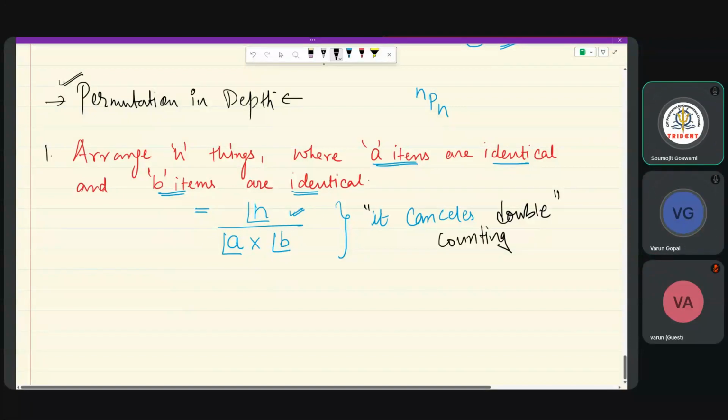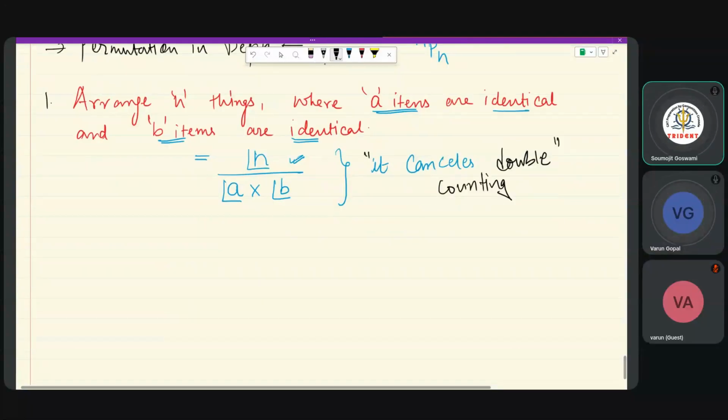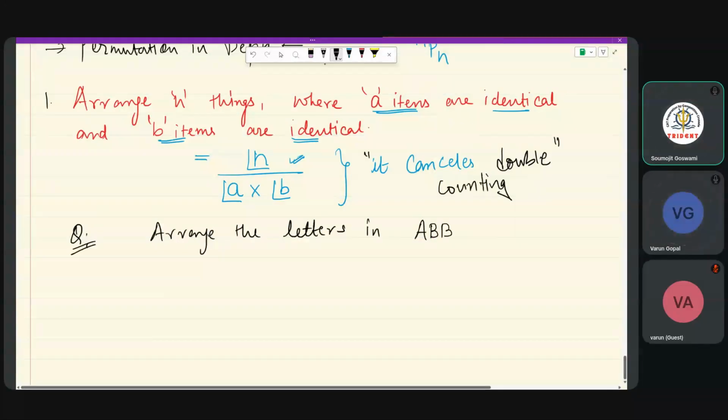Chalo, let's take an example to understand this. Suppose I give you a question. An exemplar question: arrange the letters A, B, B, C, C, C, and D, D. How can we arrange this? Please understand, there could be a manual way of arranging also.